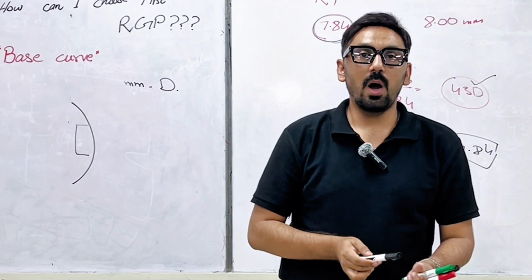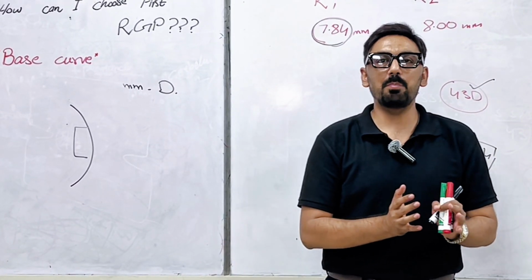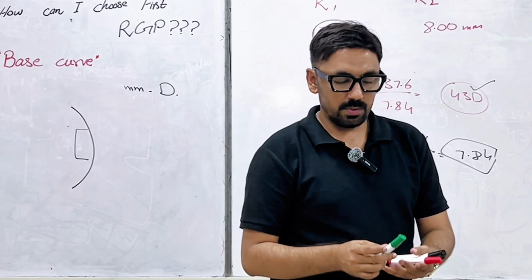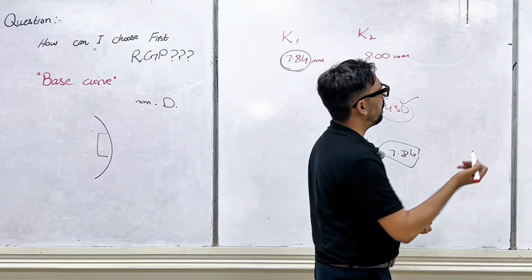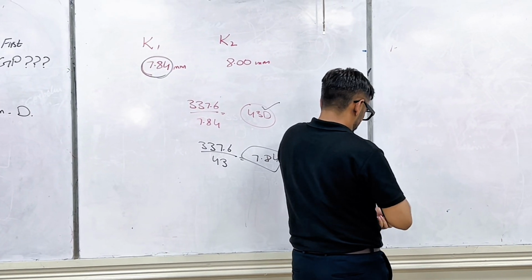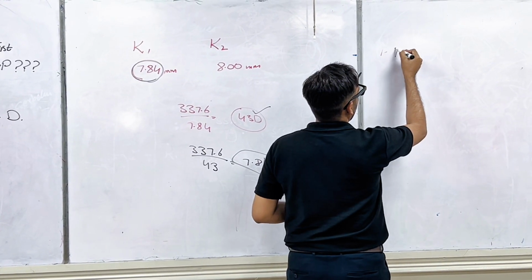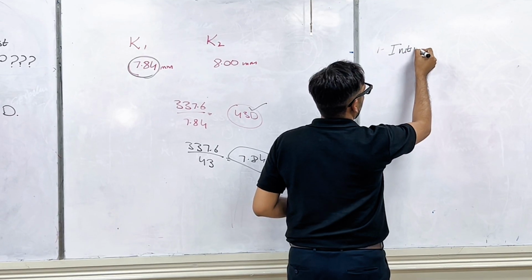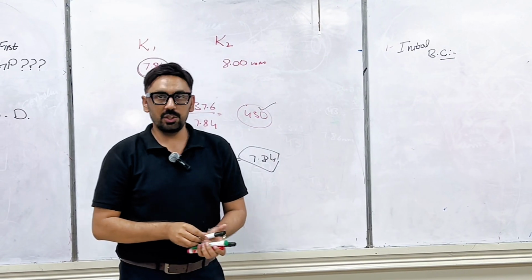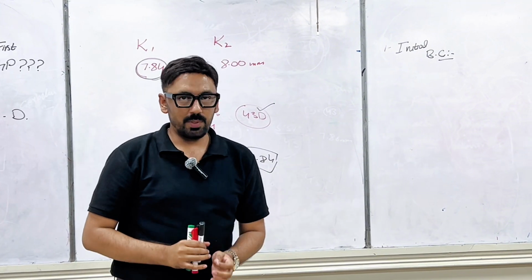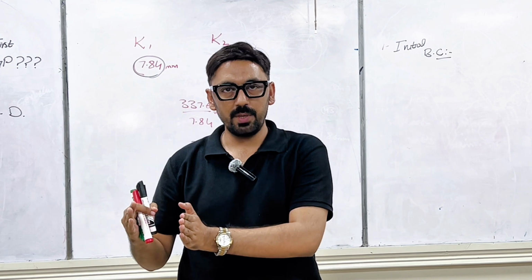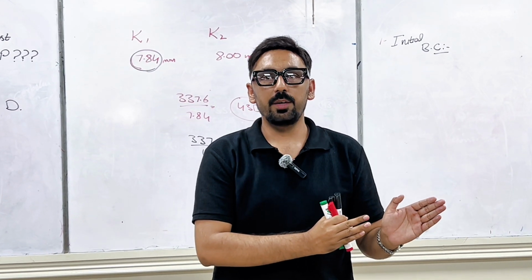Now, how can we find the appropriate base curve for the RGP lenses? There are two different base curves. The first is called the initial base curve. Remember, if you are dealing with RGP lenses, you have to find two different base curves. Number one is the initial base curve, and after that you will find the final base curve.